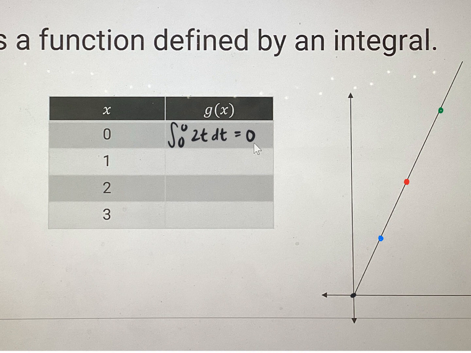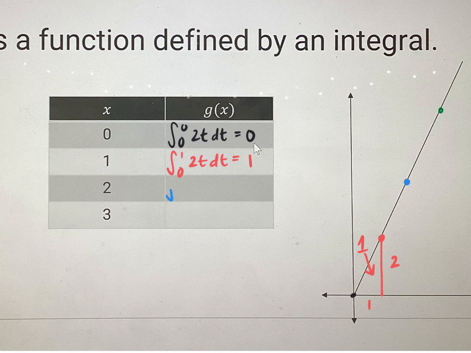Now if I change it and go to 1, if I go from 0 to 1 of 2t dt, I chose the wrong color. I meant to do blue. That's okay. We'll change this one to red. Okay. If I were to draw that straight down, the area underneath that curve, this x value is 1. I know that that line is 2x. So my height of this triangle would be what? 2. So the area of this triangle would be 1. 1/2 base times height, right? So my area here is 1.